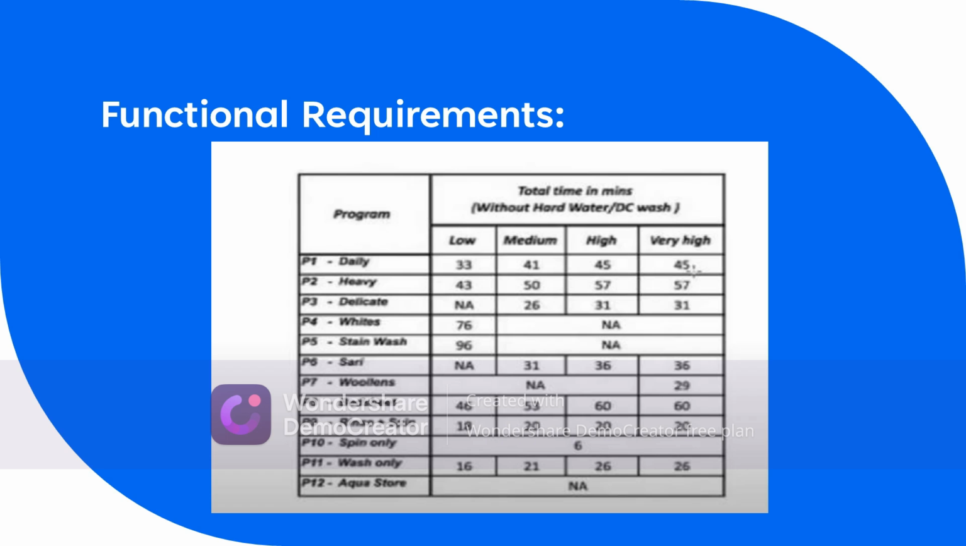So this is our functional requirement. We are using 12 different program modes. First one is daily, heavy, delicate, whites, stain wash, shari, woollens, bedsheet, rinse plus spin, spin only, wash only, and aqua store. And we have 4 different water levels: low, medium, high, and very high. And for each level we have given a certain time to complete those tasks.